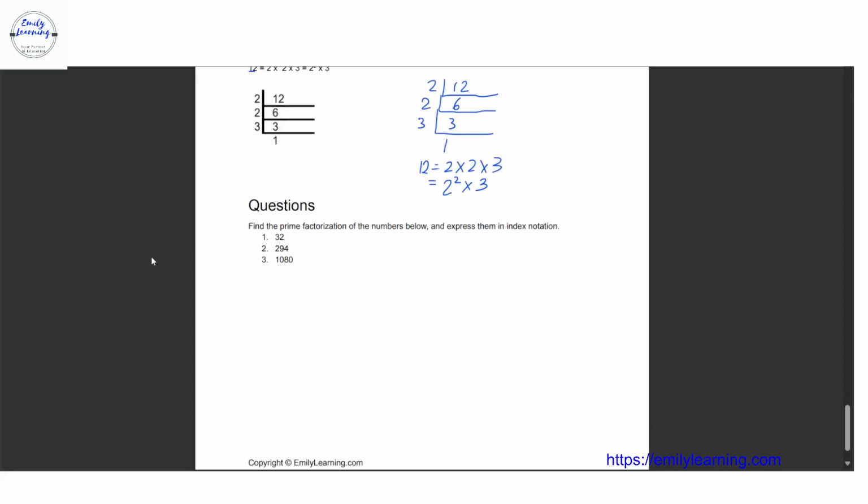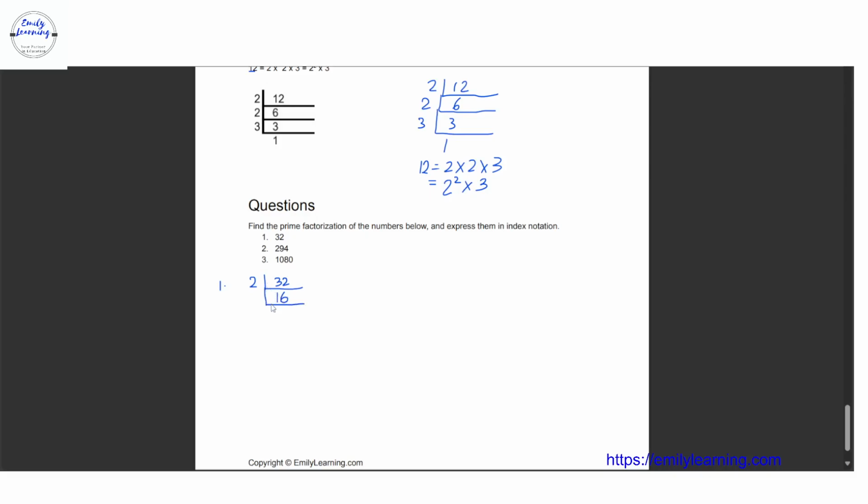All right, so how was it? Let's go through them together. We'll start off with 32. We'll use this working here. If I take 32, it's an even number, so I can divide it by 2. So 32 divided by 2, I'll get 16.